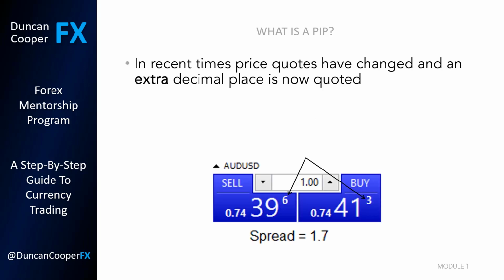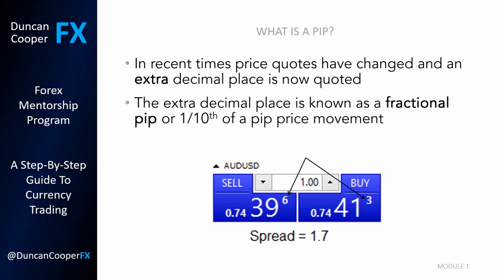In recent times, price quotes have changed and the next decimal place is now quoted. The extra decimal place is known as a fractional pip or 1/10 of a pip price movement. The small number shown on the price quote is the 1/10 of a pip.